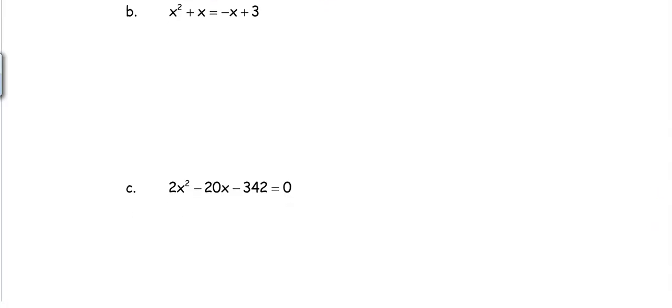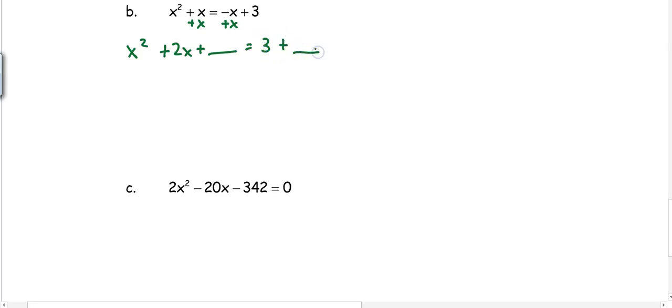Example B. So our number is on the opposite side, but this x needs to be moved to join the other x. So I'm going to add x to both sides. X squared plus 2x equals 3. Now I can do completing the square, so I'm just going to rewrite this and leave some space. X squared plus 2x plus blank equals 3 plus blank.